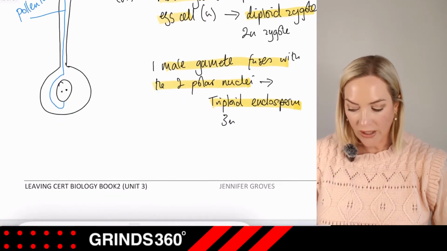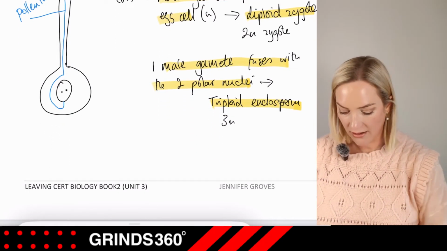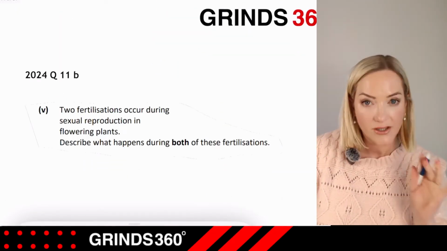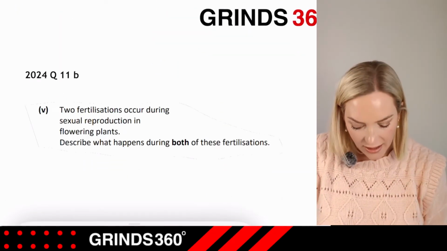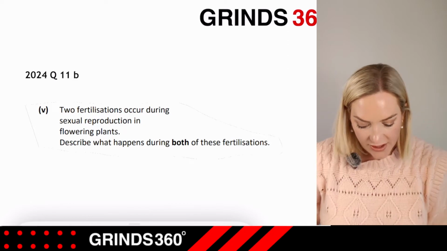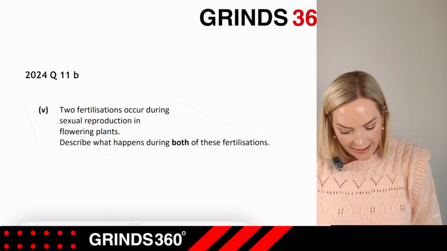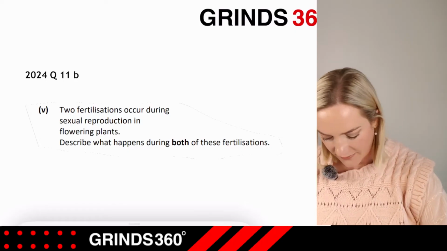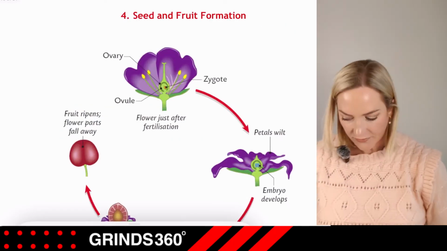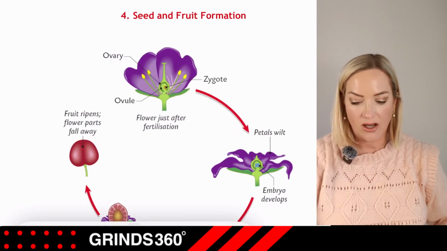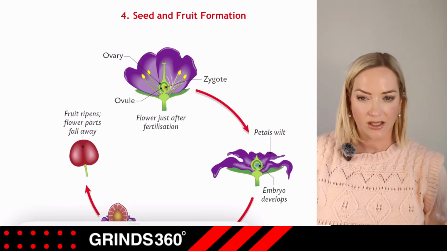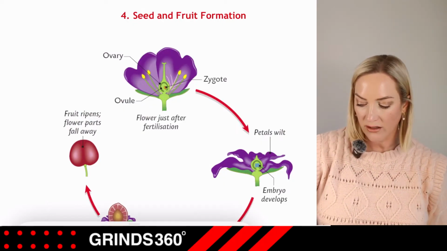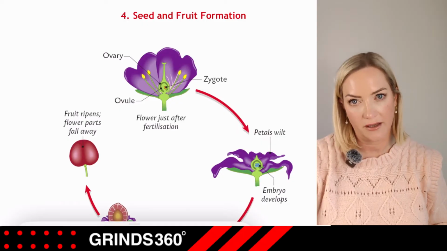Now we also need to know, I think I have another question, do I? Yeah, sorry. So the other question here, 2 fertilizations occur during reproduction in flowering plants. Oh, sorry, I did that. That was the one I didn't. Apologies. So we now need to know fertilization has occurred. So now we need to know what can occur after fertilization.